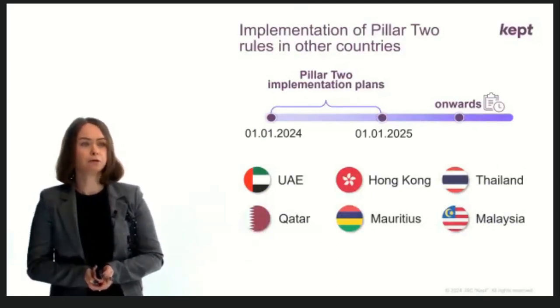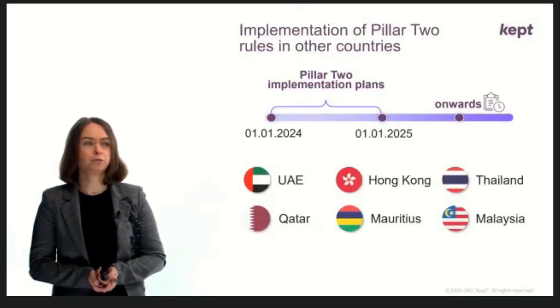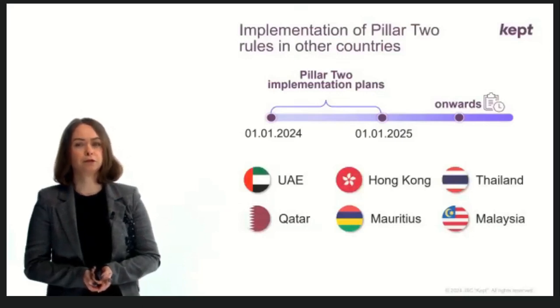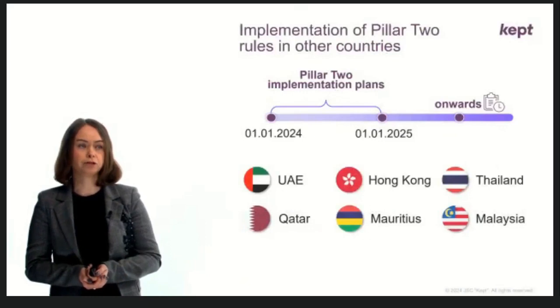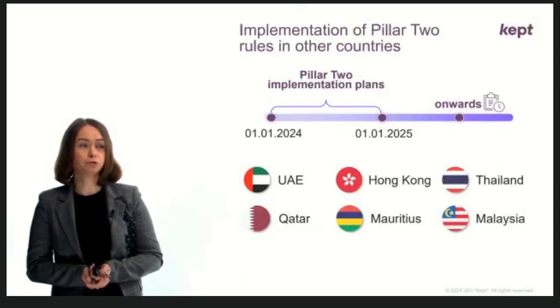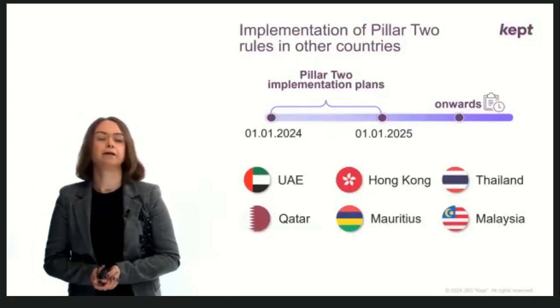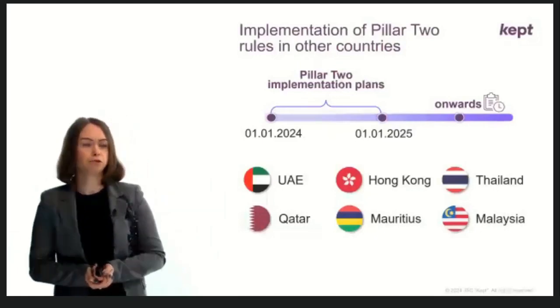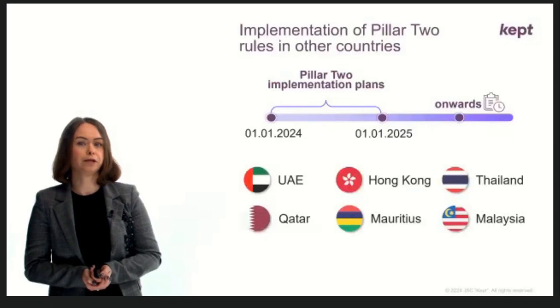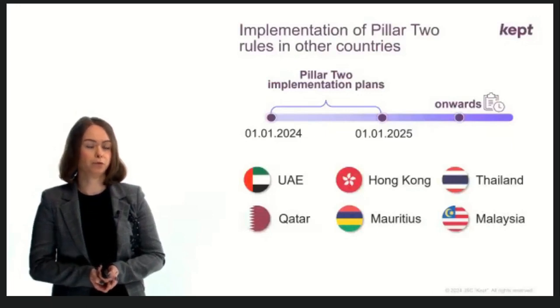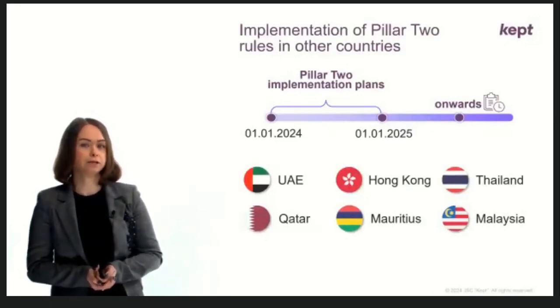For example, Hong Kong has launched a public consultation to discuss the implementation of Pillar 2 measures, and the proposed rules are set to apply from 2025. Thailand is in the process of drafting the relevant domestic law, while Malaysia has already enacted the relevant law, which is expected to enter into force in 2025.